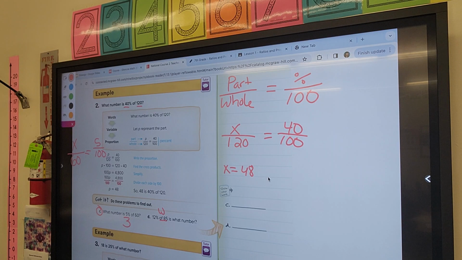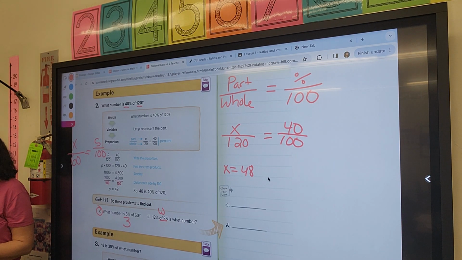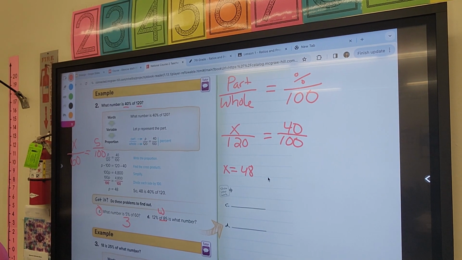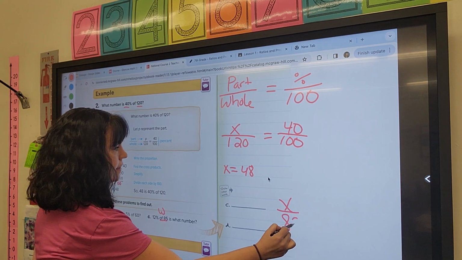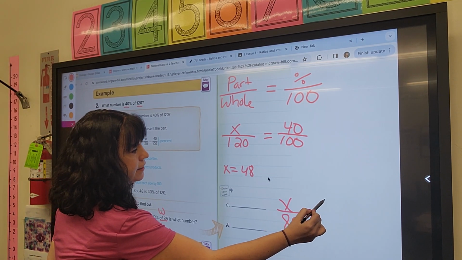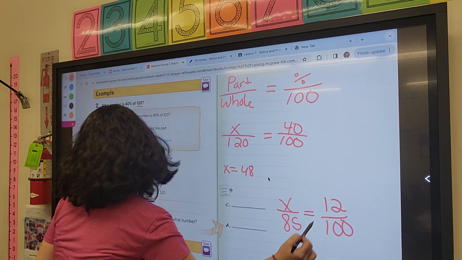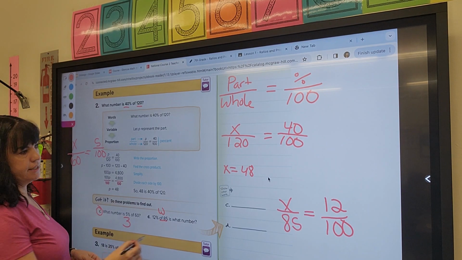Okay, who's got the proportion for D? How are we gonna set it up, Grayson? X over 85 equals 12 over 100. Good. And what's the answer? 10.2. Yep, you were correct. 10.2. Good.